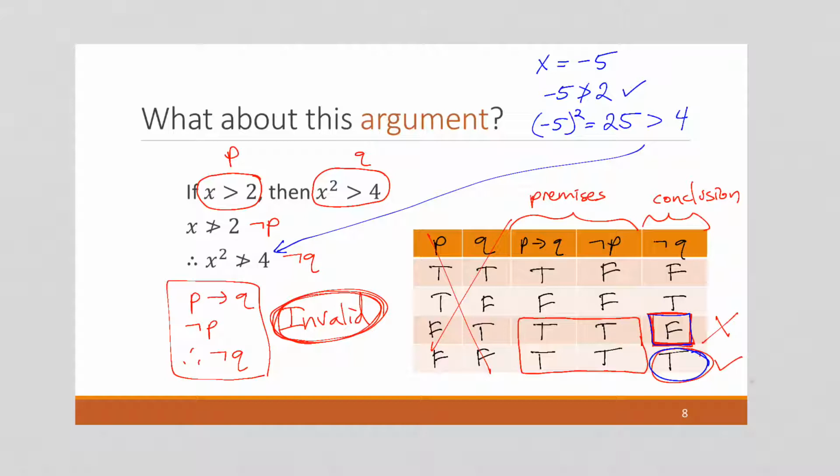This is known as the inverse error. So this is called the inverse error. Because once again, we're sort of using the idea of the inverse. If P implies Q is our implication, then not P implies not Q is our inverse. And we know that these are not equivalent to one another. Okay, and as we can see from our truth table, the argument form does not work either.